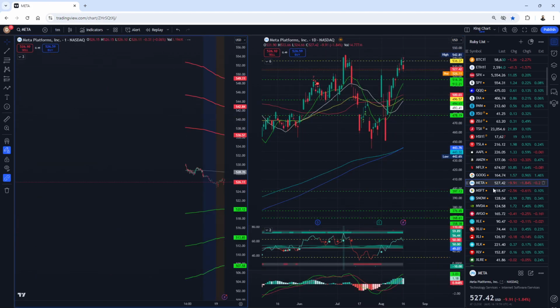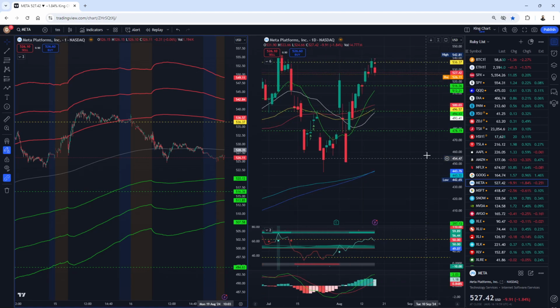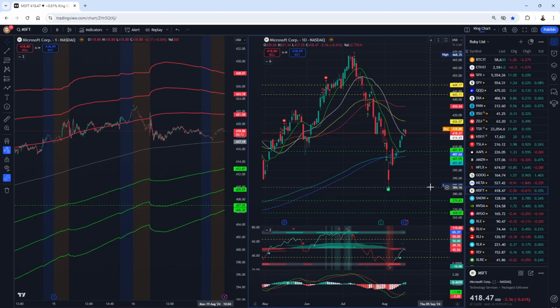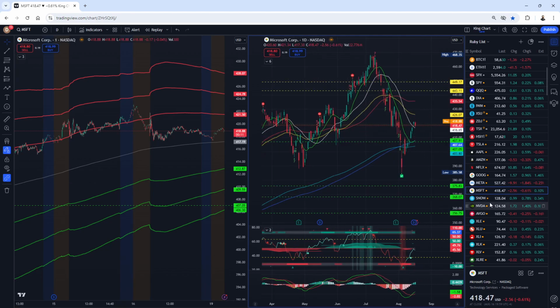Meta Facebook is in the neutral zone. Again, yellow lines are up gaps, green lines are bottom gaps. Microsoft is also in the neutral zone. Microsoft also has a long way to go up.